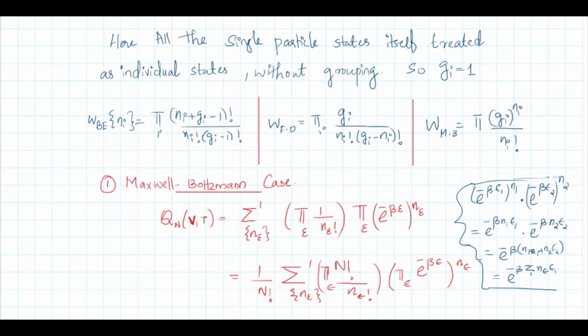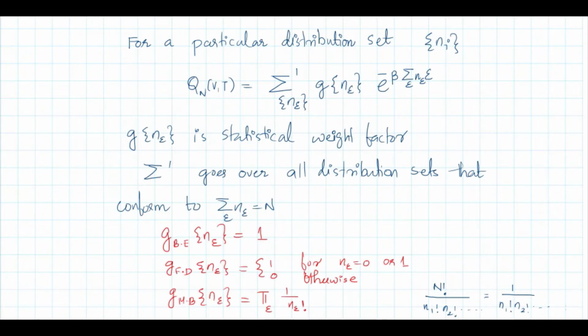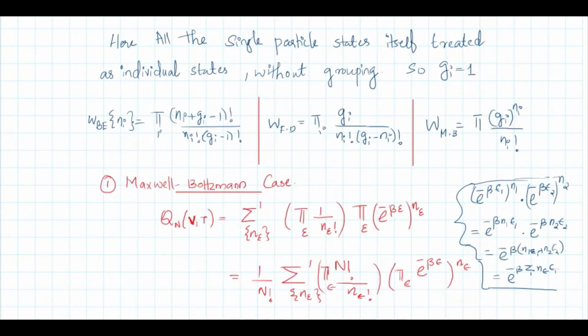I will give you an example. If you consider e raised to minus beta epsilon 1 raised to n1 into e raised to minus beta epsilon 2 raised to n2, then I can write it as e raised to minus beta n1 epsilon 1 into e raised to minus beta n2 epsilon 2. This is nothing but e raised to minus beta n1 epsilon 1 plus n2 epsilon 2, or e raised to minus beta sigma n epsilon. So the product of exponentials you can write as the exponential of a sum. I replaced this exponential of sum with the product of exponentials.